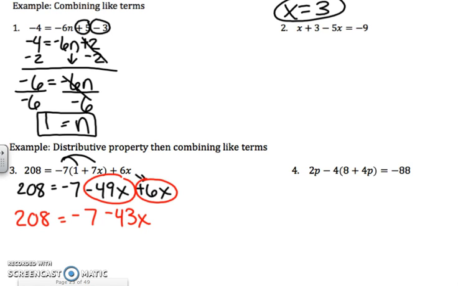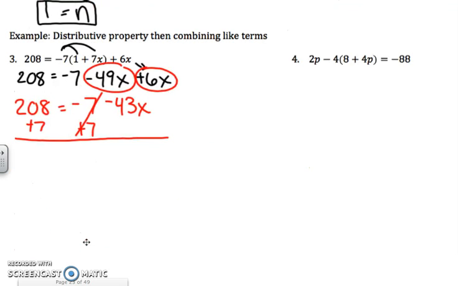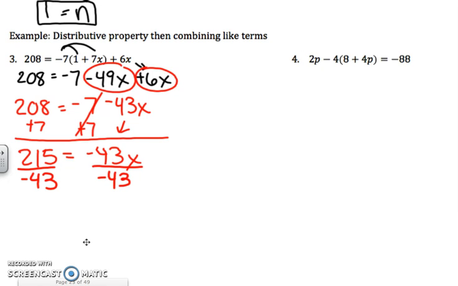Okay, so now I've got a two-step problem that I know how to do. Gonna look and see which ones look alike. There's a 208, there's a negative 7. They both don't have a variable, so I need to get rid of this minus 7 by plusing 7. Okay, I would get 215 on the left equals, bring down, don't forget that negative 43x. Last step is to divide by the number next to the variable, negative 43, negative 43, and then I would get negative 5 equals x.